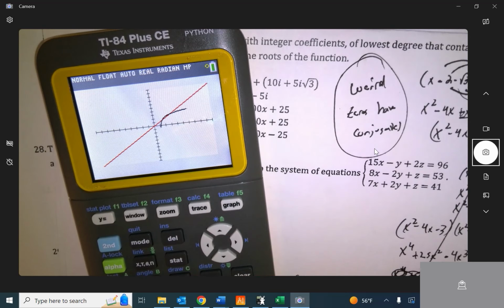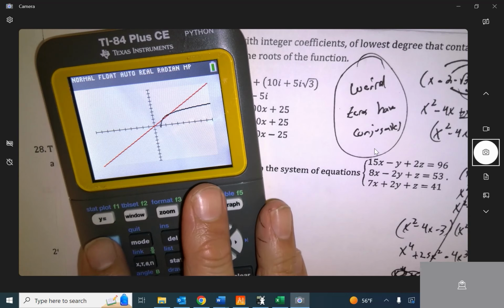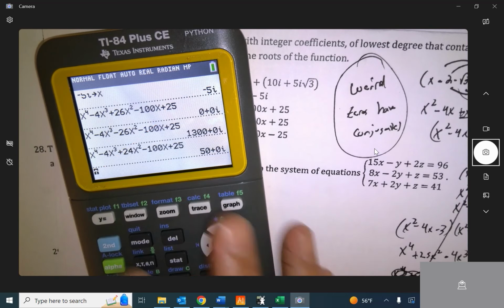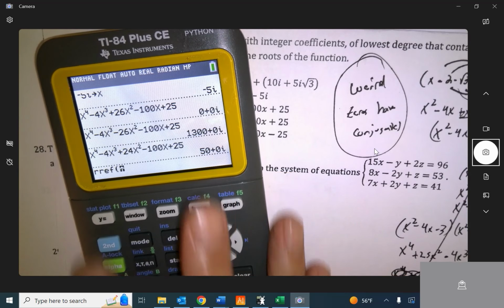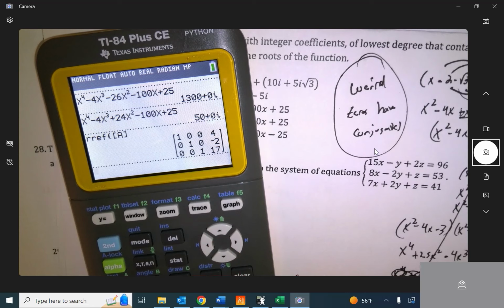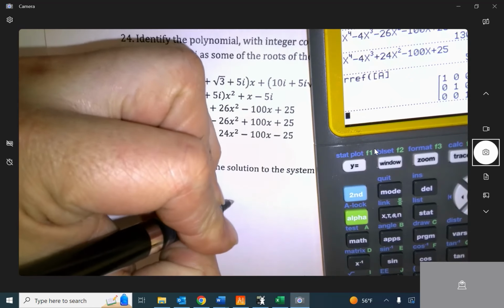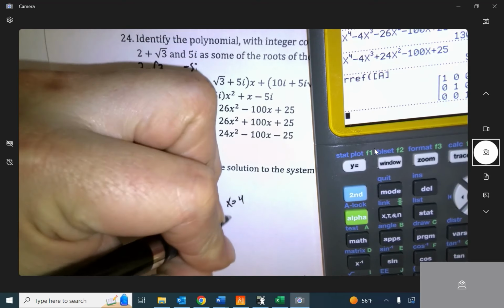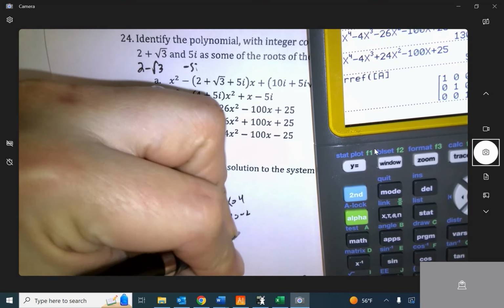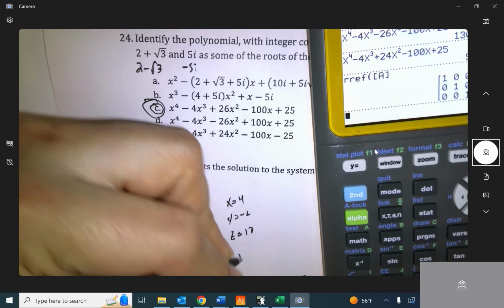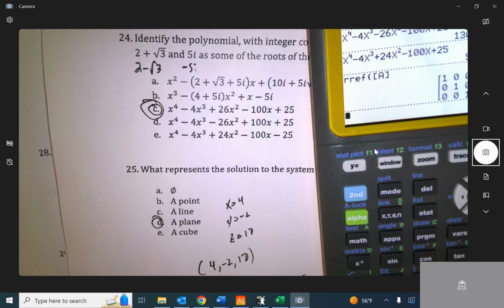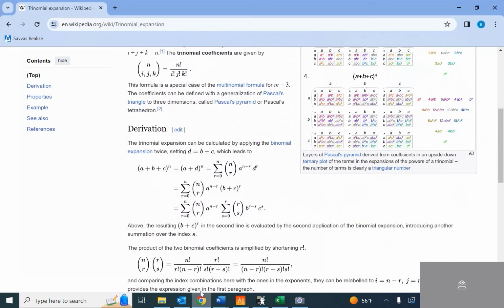I don't know why I did a zoom 6. I have no idea why I did a zoom 6. Second quit, second matrix math, down to rref. Second matrix A. Now it has answers, and this is an ordered triple. The answers are x equals 4, y equals negative 2, and z is 17. That's an ordered triple: 4, negative 2, 17. So let's just go to Google real quick and ask Google what is an ordered triple.